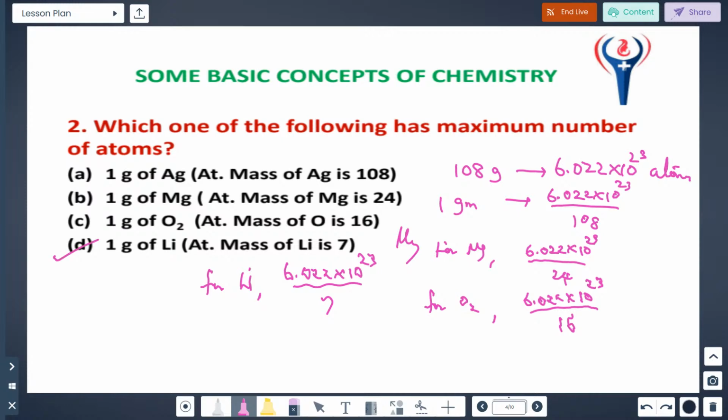Are you following? They are asking which one has the maximum number of atoms. Okay, right.